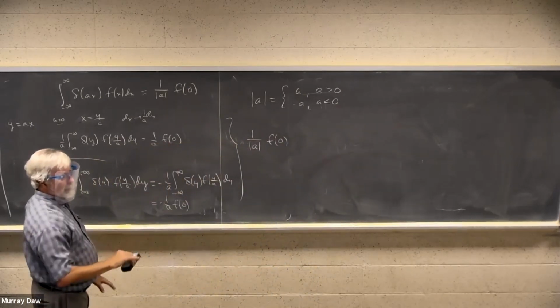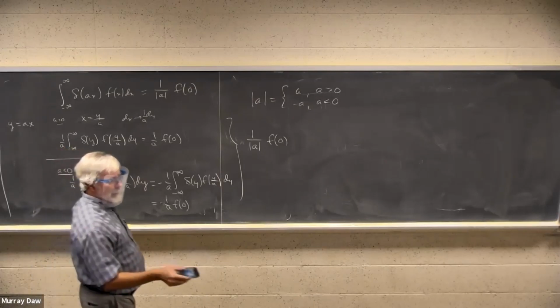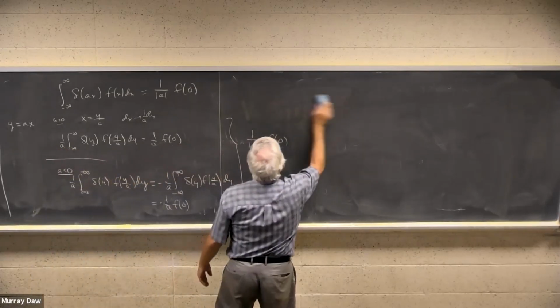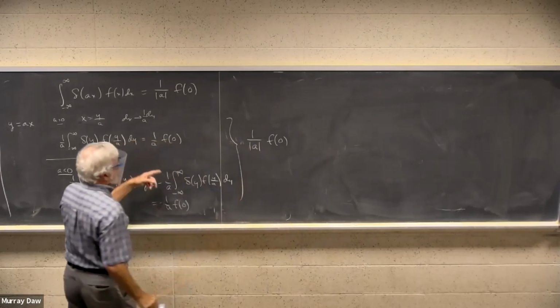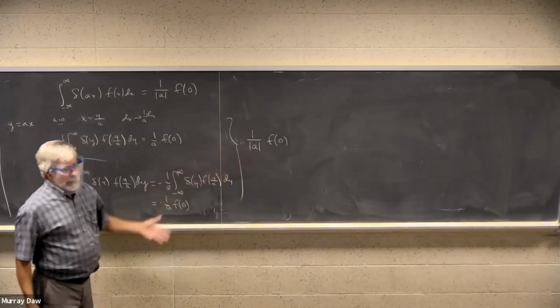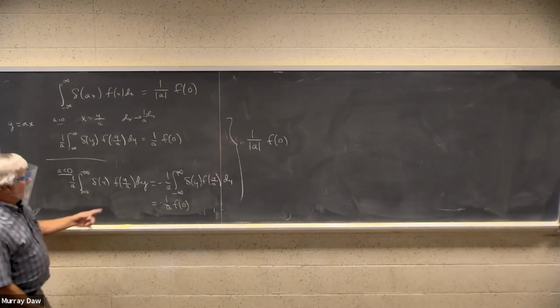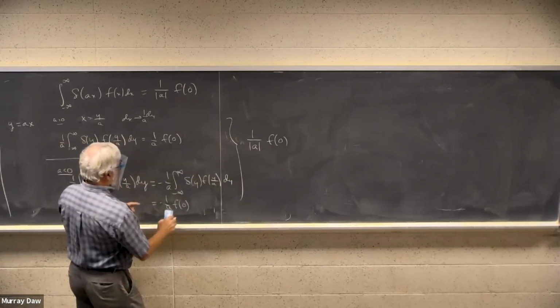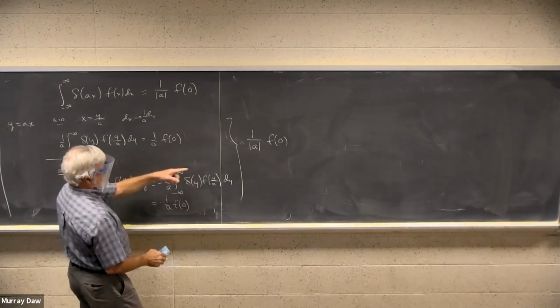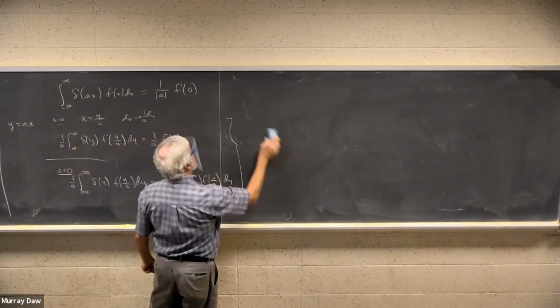We'll talk about it after class. I think you're making it hard. So 1 over the absolute value of a is always positive, whether a is negative or positive. So that combines both of these. This is positive, this is positive, this is always positive.